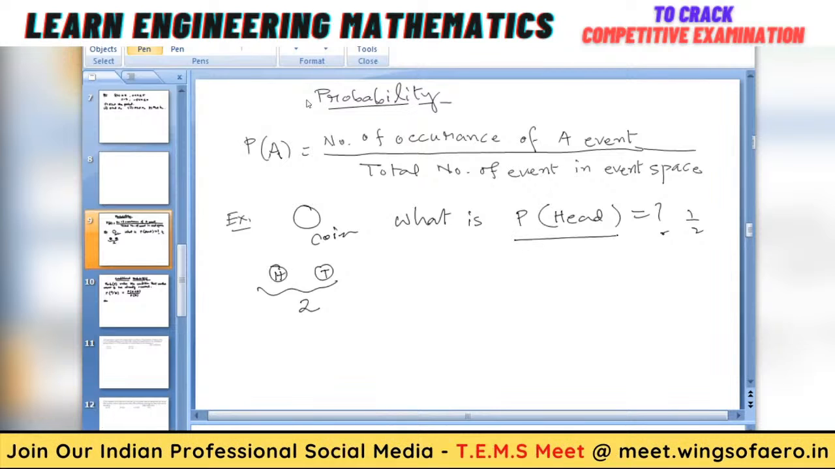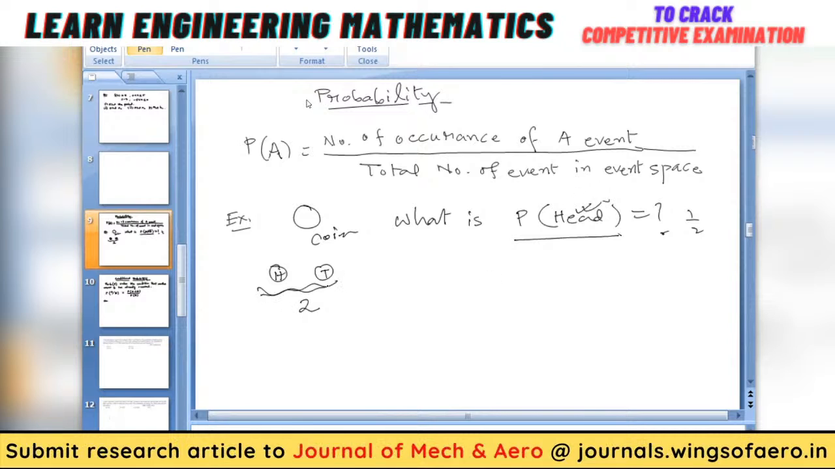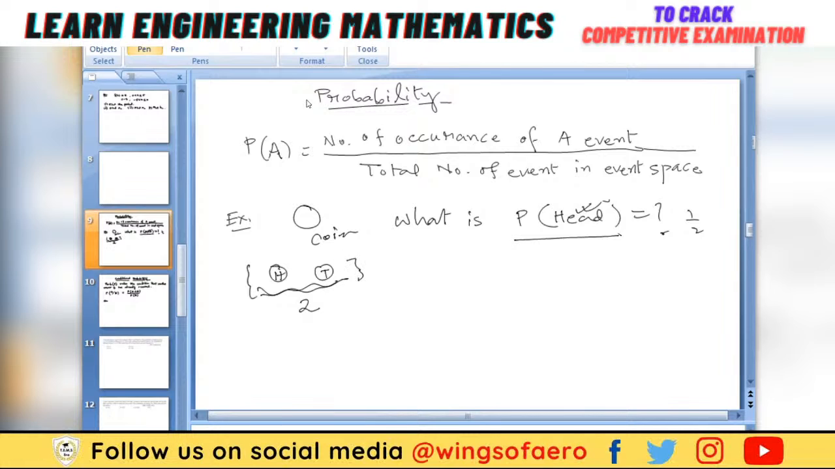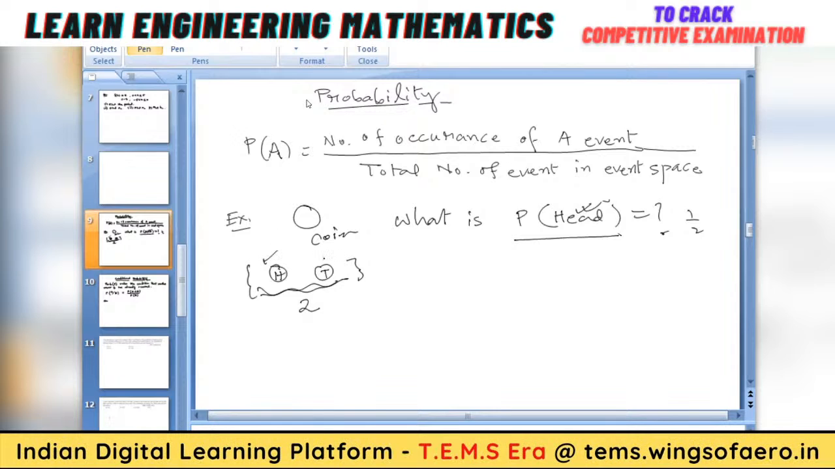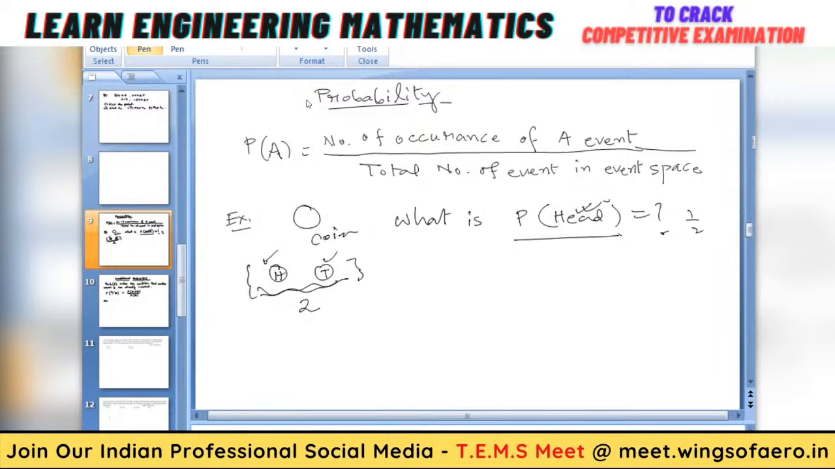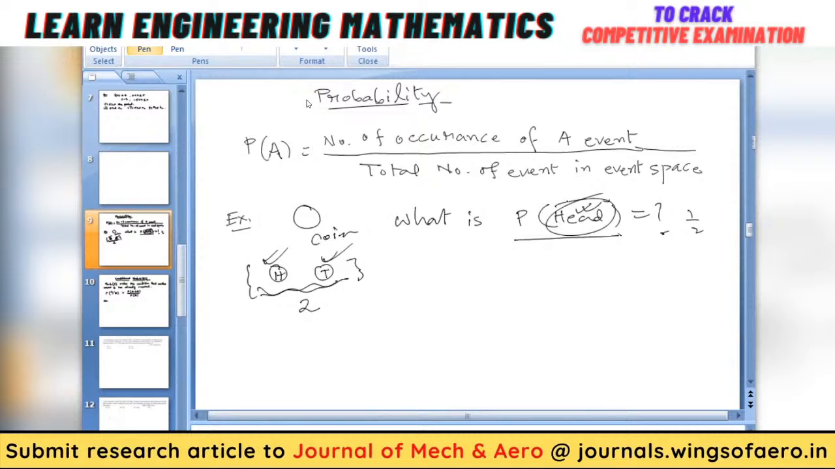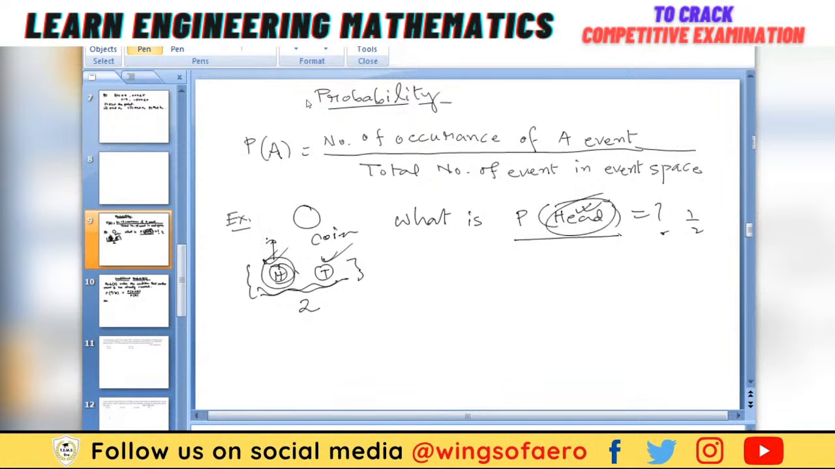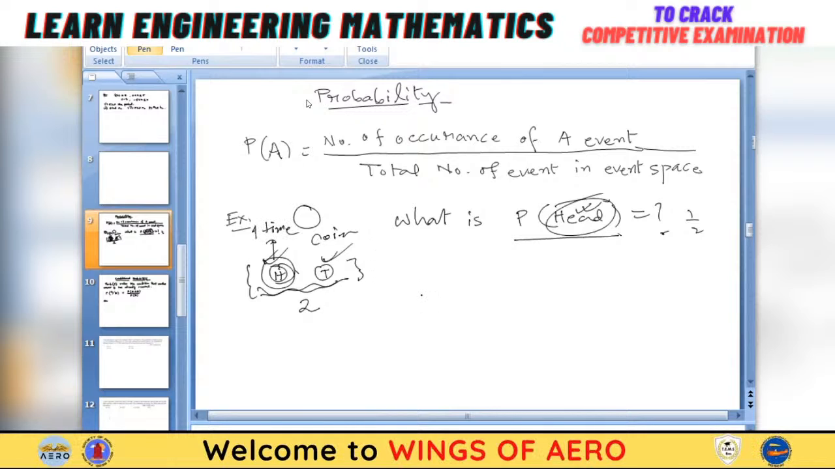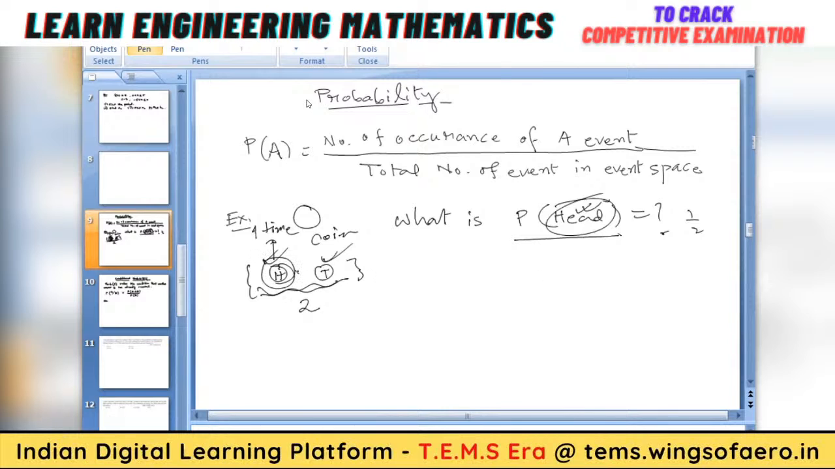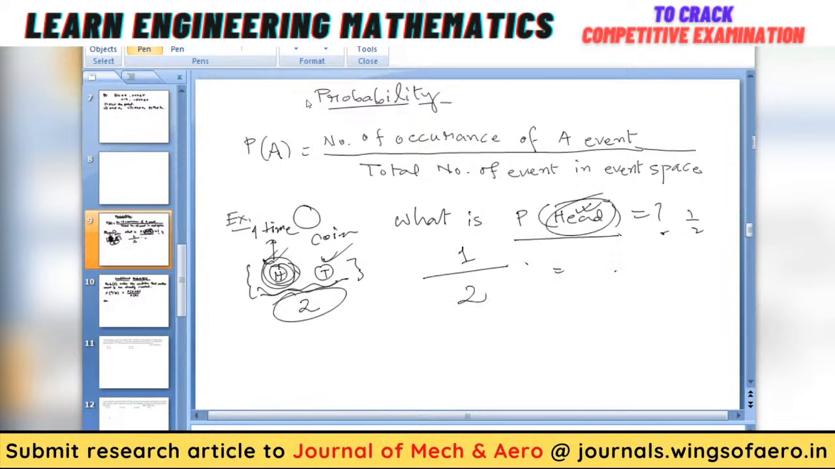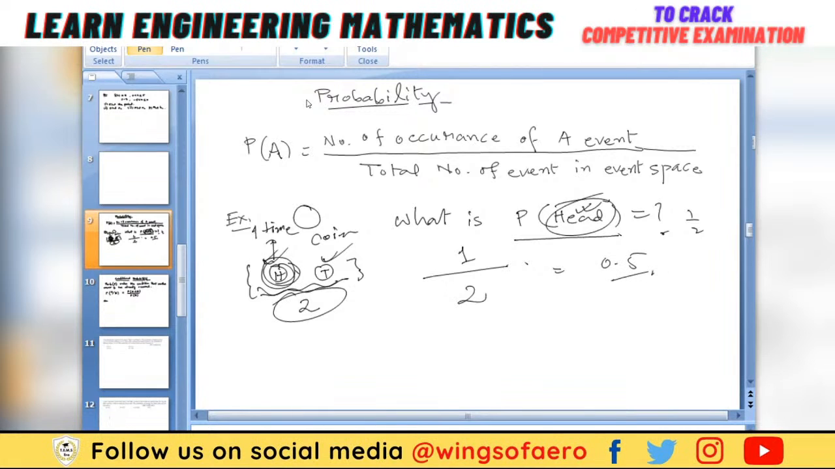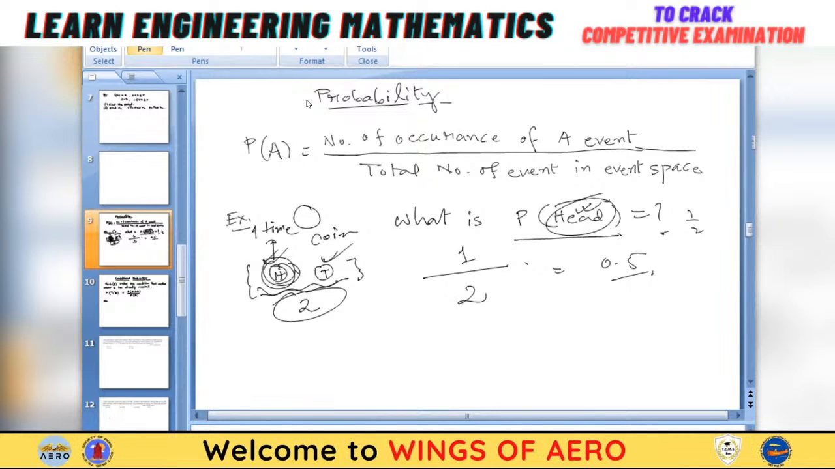Now I want to find the probability of head only. Within this event space, the total possibilities are head and tail and nothing else, so there will be 2 points in the event space. I am trying to find only the probability of head. It means how many times does head occur? Only one time. So the probability of head is the occurrence of that event, head occurs only one time, divided by the total number of events in the event space, that is 2. So 1 by 2 is equal to half, or 0.5, is the probability of head. This is a very simple definition.